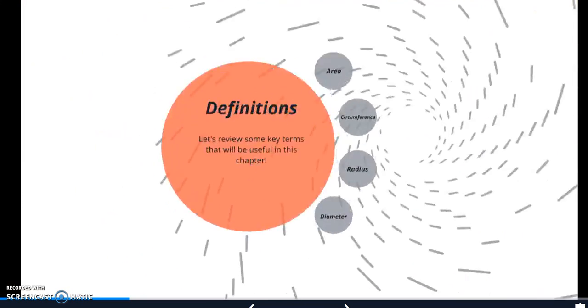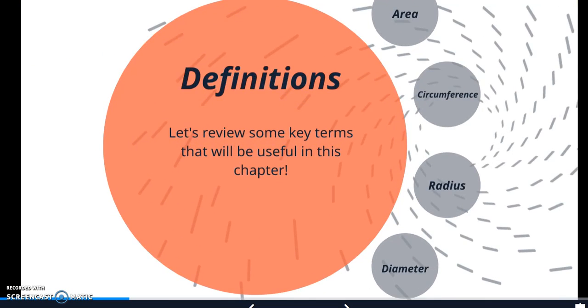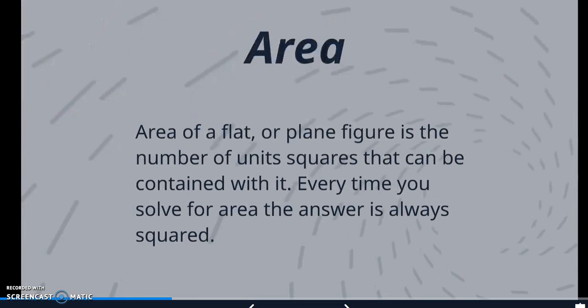Now let's go over some key terms for this chapter. First off, let's start off with area. The area is the number of unit squares that can be contained within the two-dimensional shape. Notice that every time you solve for area, the answer will always be squared, whether it is 8 centimeters squared or 4 inches squared. For area, the answer should always be squared.